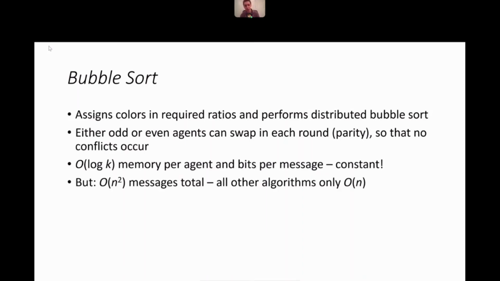The main downside is the number of messages used in bubble sort, which is n squared, while all the other algorithms use only a linear number of messages over the course of the whole algorithm.